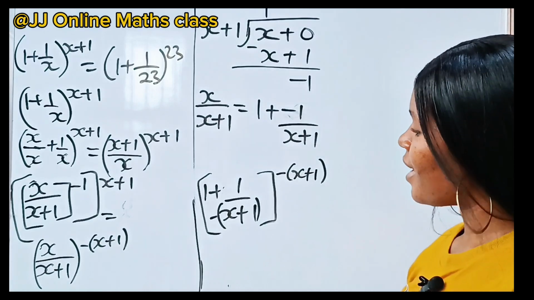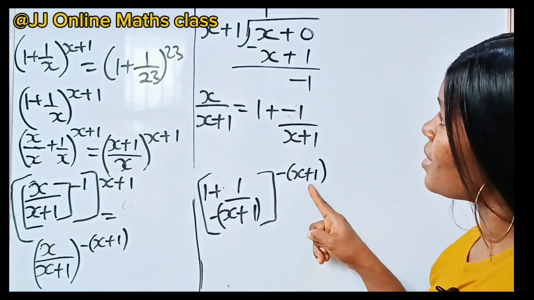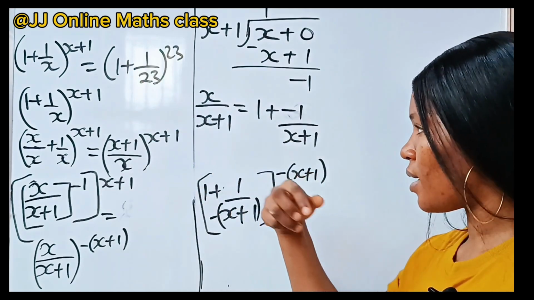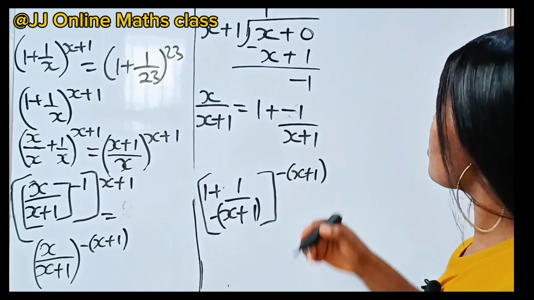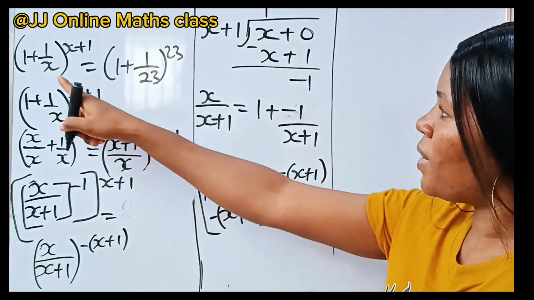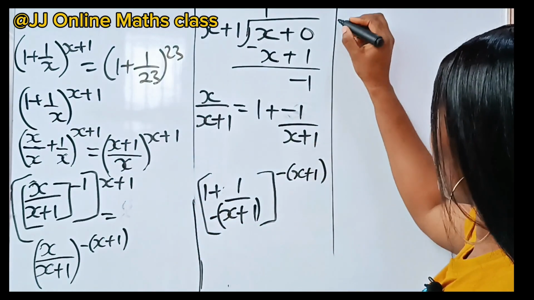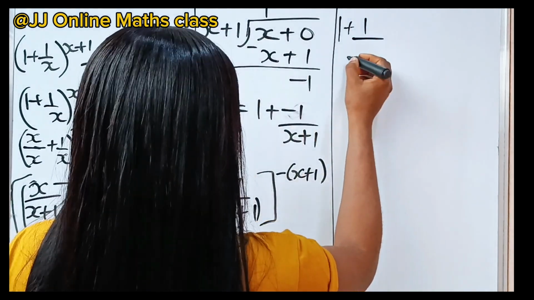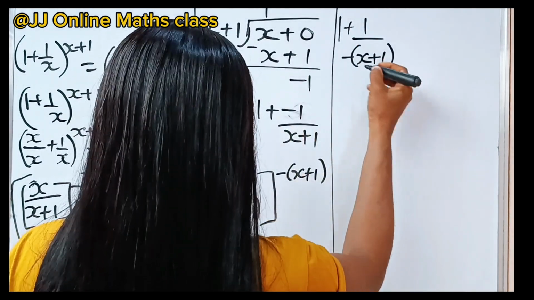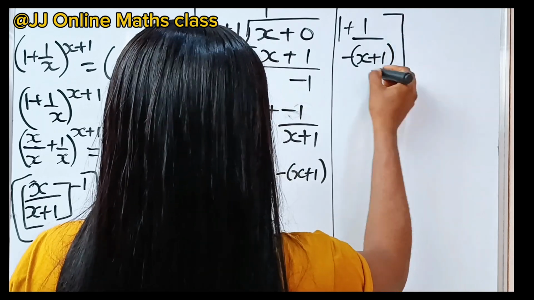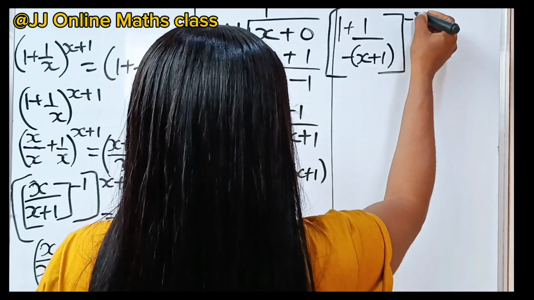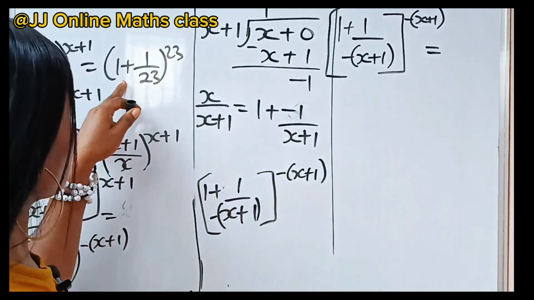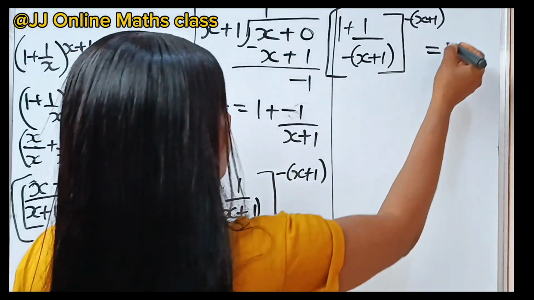Okay, are you seeing anything? Now we have the same thing here, the same thing here, just like we have here, and we have 1 here and 1 here, just like we have here. So we are going to now compare. We can replace the whole of this with this. So we have that 1 plus 1 over minus x plus 1, raised to the power of minus x plus 1, is equal to this, which is 1 plus 1 over 23.